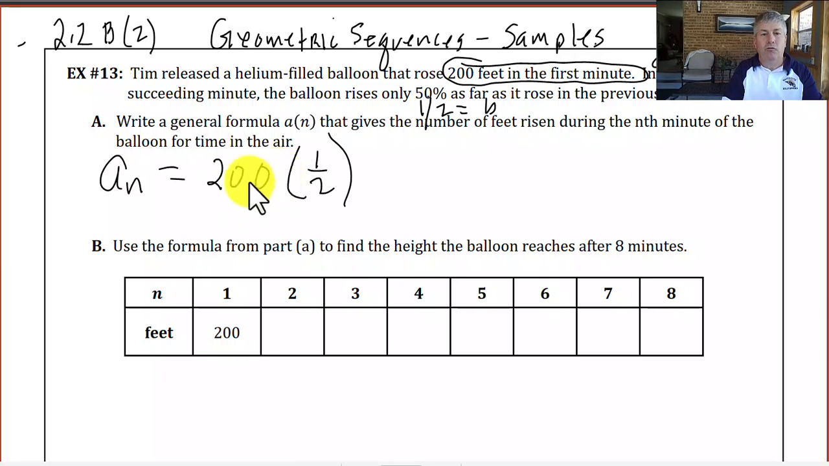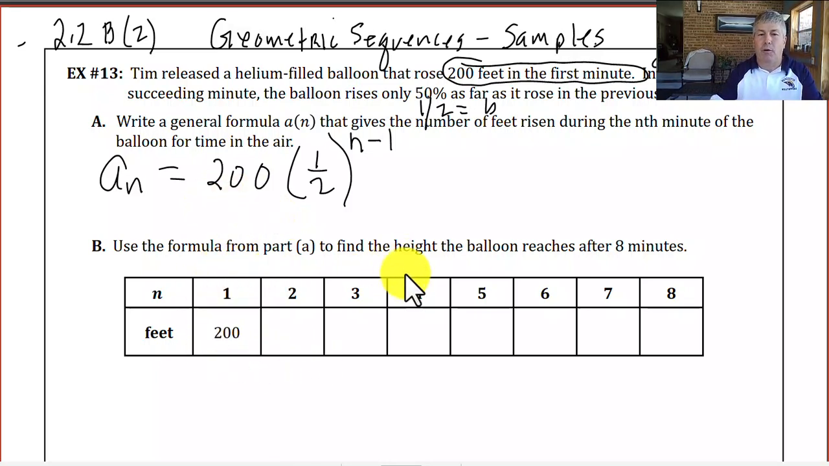So if it rose 200 in the first minute, if we put 1 in for x, well, we'll have to do n minus 1 as we've been doing, and that is our general formula, A sub n. If I put 1 in, I get 1/2 to the 0 power, and sure enough, I get 200.